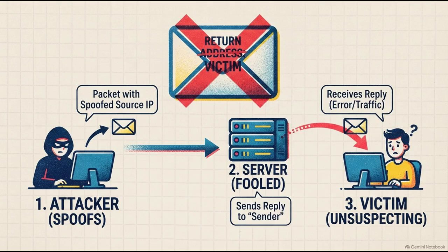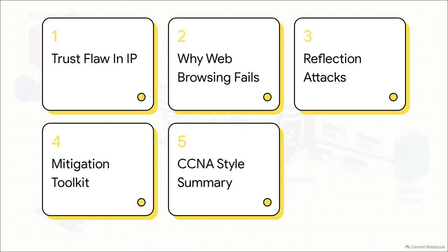An attacker sends a packet with a forged source IP. The packet reaches its target, sure, but any replies go out into the void. Or, worse, to the poor innocent party whose address was forged in the first place. So here is our roadmap for today. We'll start with the fake return address, look at the trust flaw in IP, dive into the threat of reflection attacks, explain why web browsing fails, and finally unpack an analyst's mitigation toolkit.